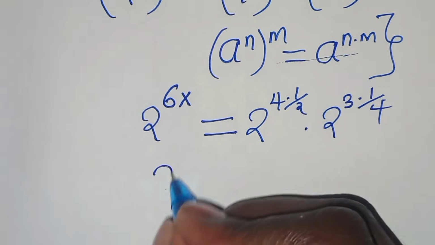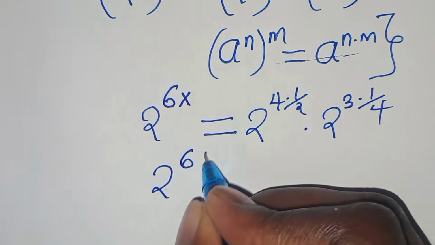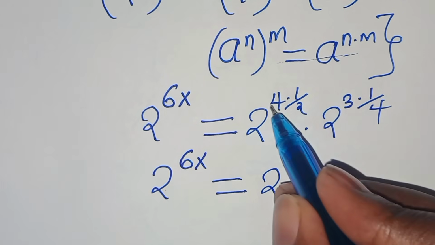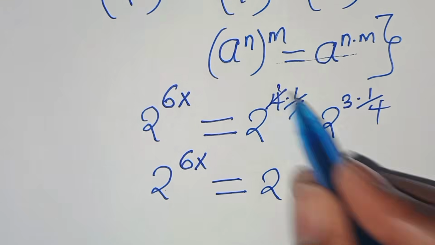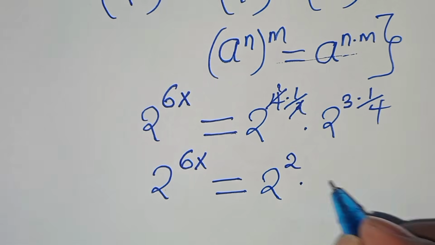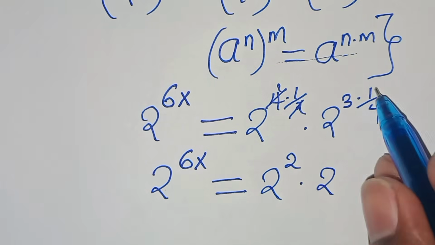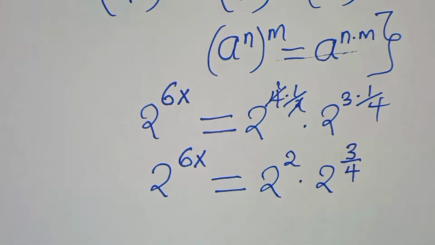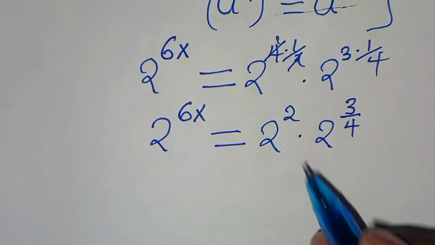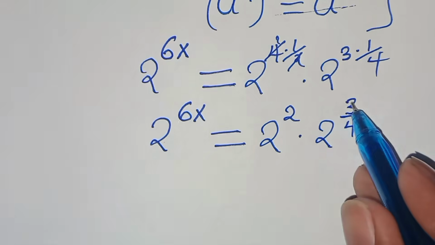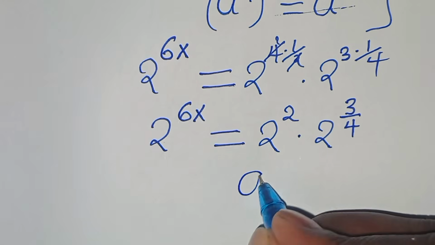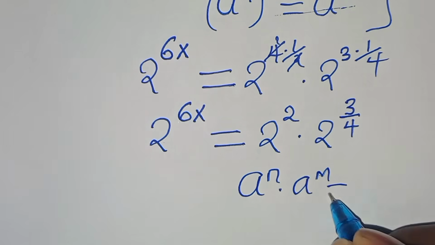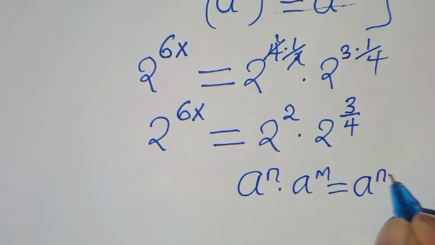So this is 2 to the power of 6x. This is equal to 2 to the power of 4 divided by 2. This is 2. So this is 2 to the power of 2 times 2 to the power of 3 times 1/4. This is 3/4. 2 to the power of 2 times 2 to the power of 3/4. This is in the form of a to the power of n times a to the power of m, which can be expressed as a to the power of n plus m.